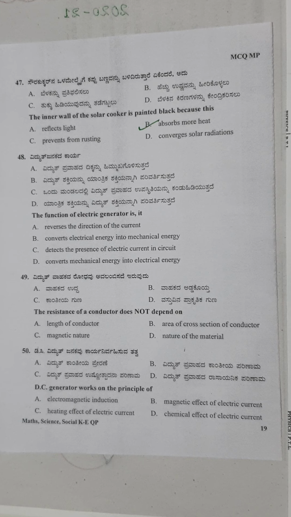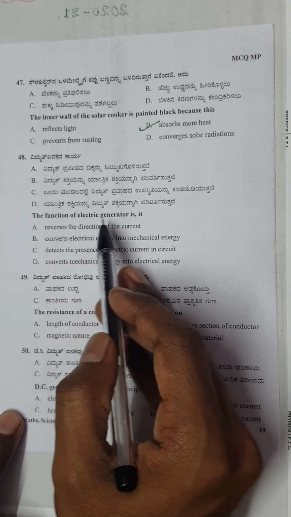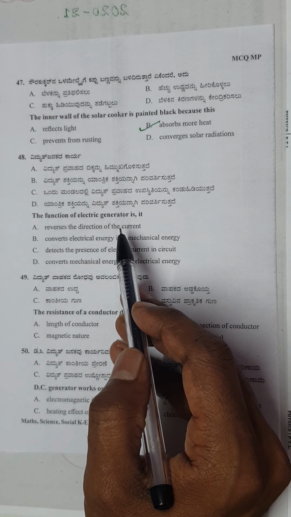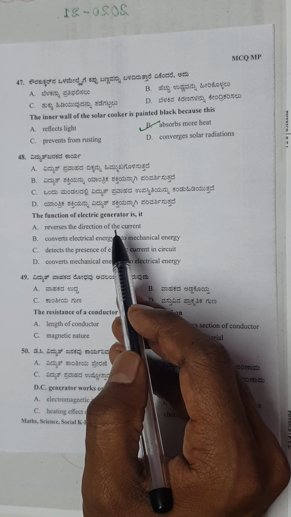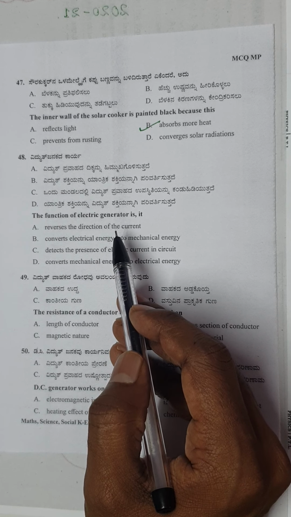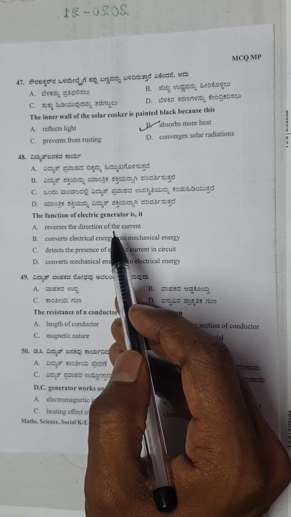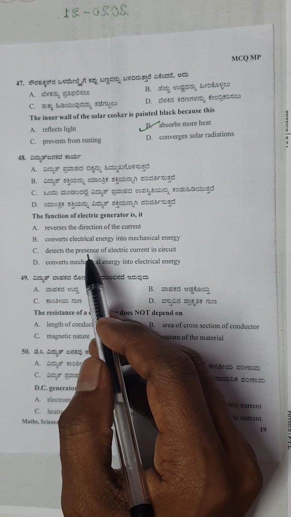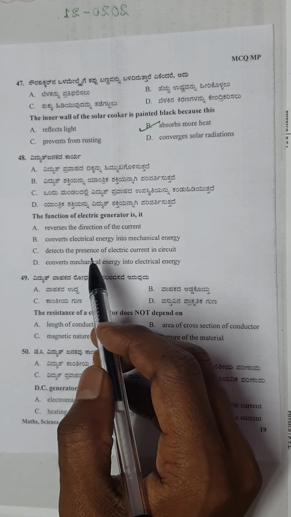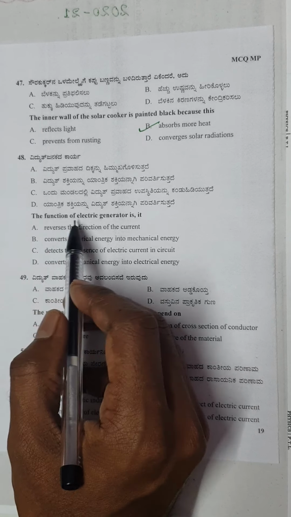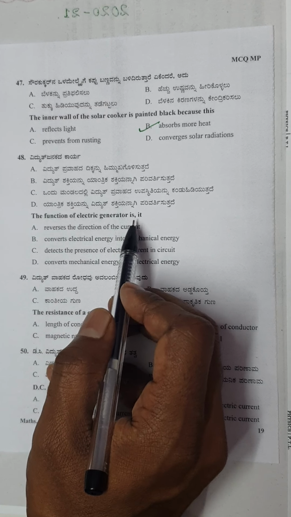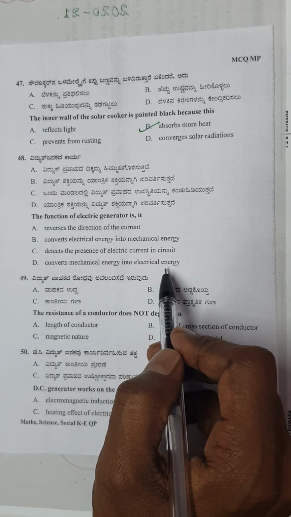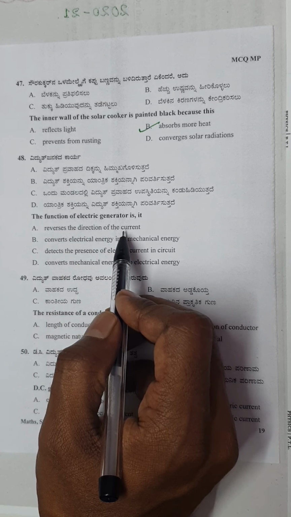Question number 48, right? The function of an electric generator is: we all know a generator converts mechanical energy into electrical energy. I repeat, the generator converts mechanical energy into electrical energy, whereas the opposite one, a motor, converts electrical energy into mechanical energy. But for this question, the function of an electric generator, as we know, is to convert mechanical energy into electrical energy, because the first option is not accepted.